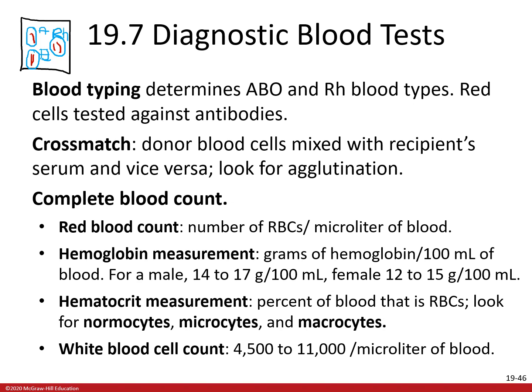And then, of course, there is a white blood cell count. Much like a red blood cell count, it is looking for some type of range of white blood cells per microliter of blood.